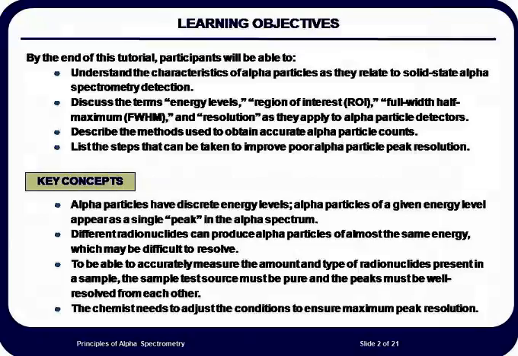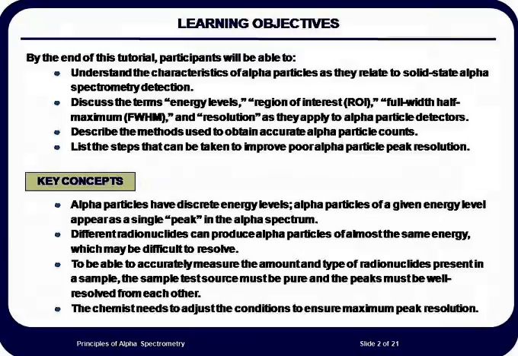At the conclusion of this lesson, the participants will be able to describe the interactions of alpha particles with a solid-state detector, describe the terms energy level, region of interest, full width half maximum, and resolution. Describe the methods employed to assure that alpha particle counts recorded are representative of what is in the sample. Identify how to improve poor resolution of an alpha particle spectrum.